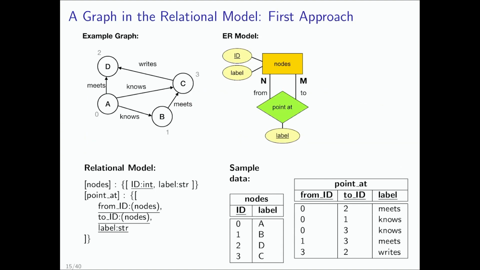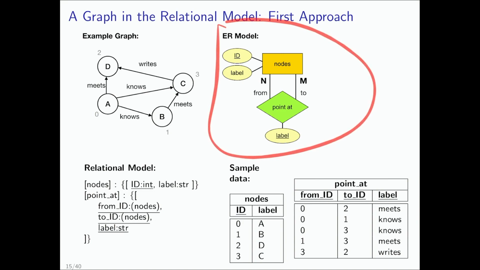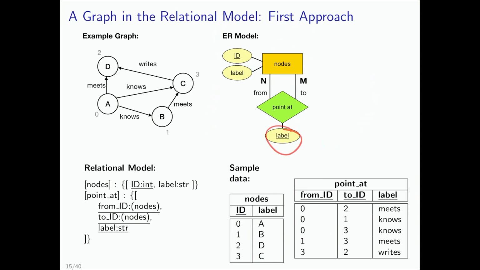Now if you look at our example graph, how could we model that in ER? There are multiple ways of doing that, and that's one example. You could have a nodes entity type, and a relationship type point at, which is a recursive relationship type, just adding the label as an attribute. Then of course I have an N-to-M relationship. I annotate the roles. So this edge represents the from, the source, and this to represents the target. That's how I could model it.